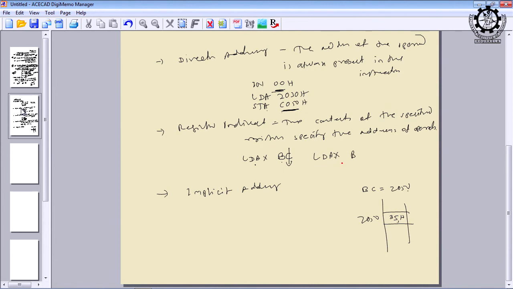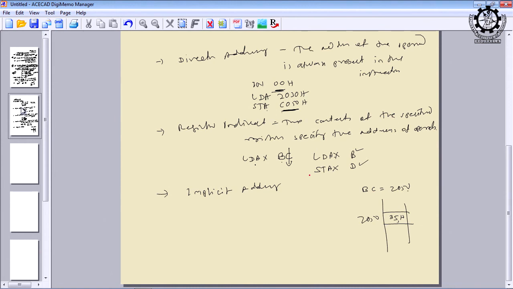So, load the accumulator with the content of the memory location whose address is present in the register pair BC. Is it okay? Similarly, I can give another example, STAX D. What is the meaning of this? The content of the accumulator will be stored in a memory location whose address is in the register pair D. Load means we are transferring the data from memory to microprocessor. Store means we are transferring the data from microprocessor to memory.